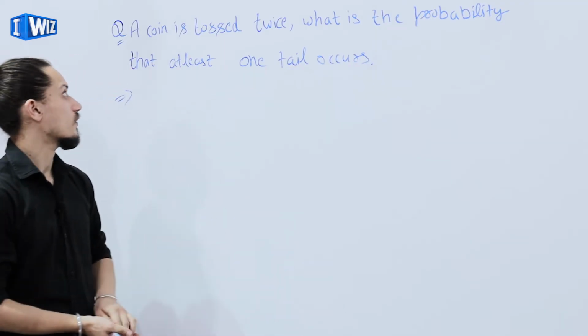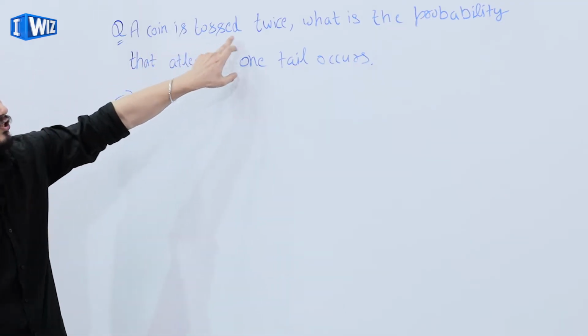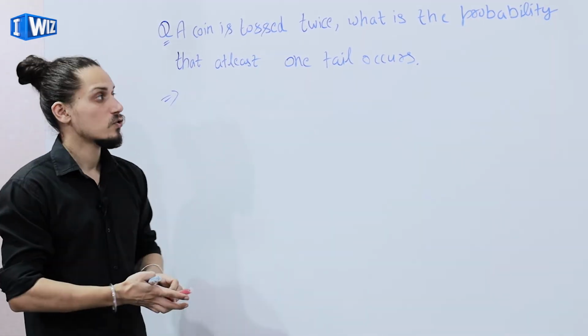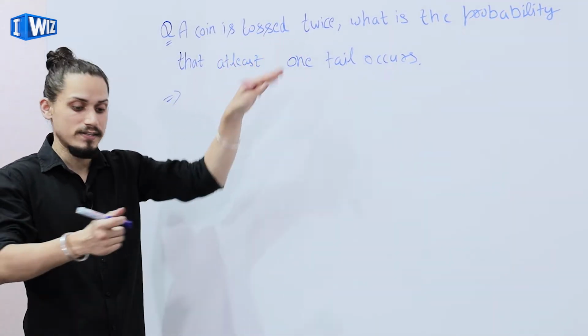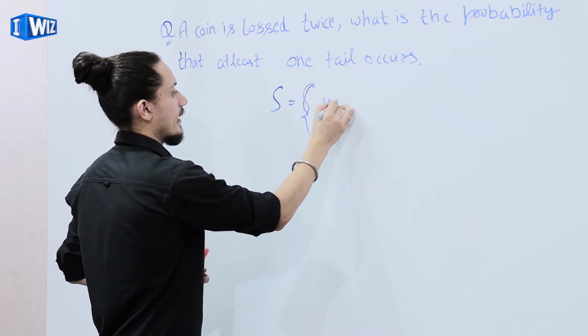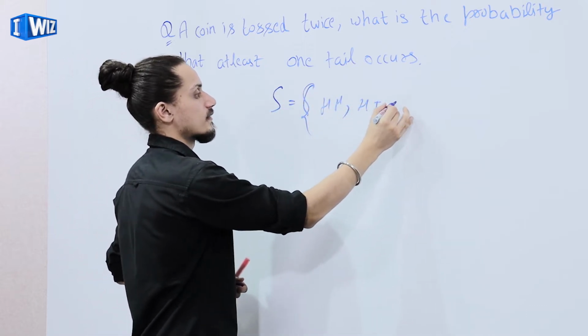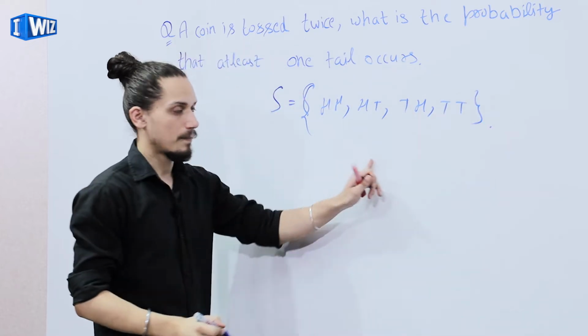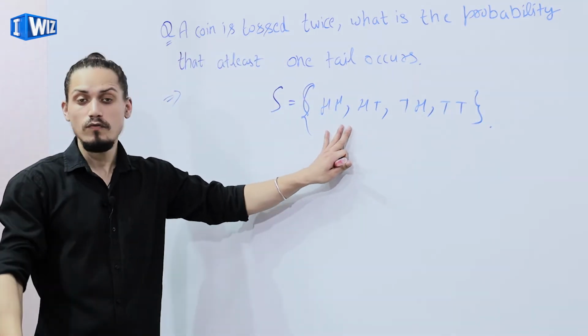Now in this example we are given a coin is tossed twice. What is the probability that at least one tail occurs? So firstly, if a coin is tossed twice, its sample space is equal to head head, head tail, tail head and tail tail. This is our sample space, that is the total number of outcomes.